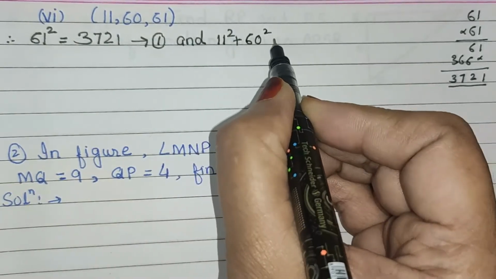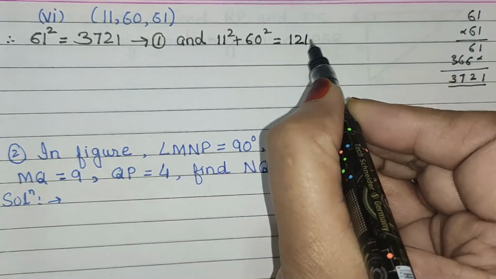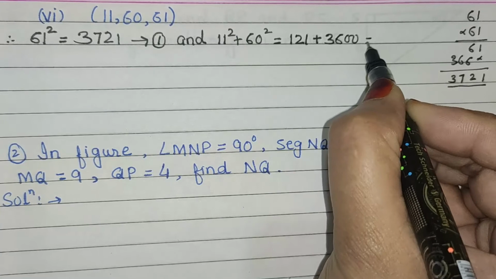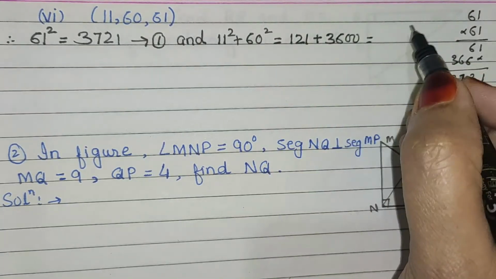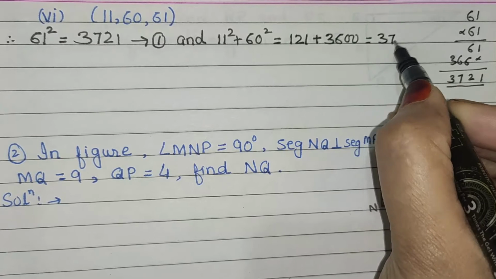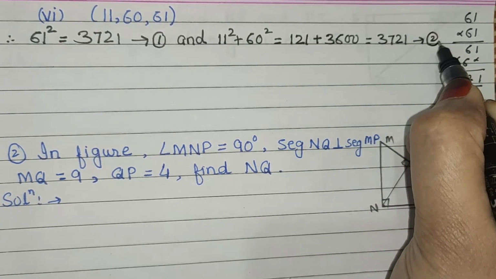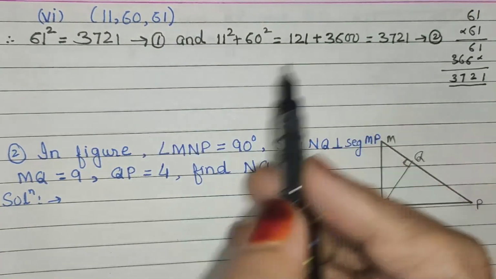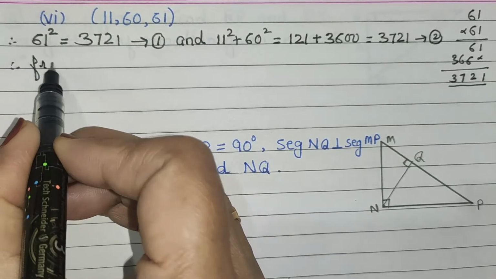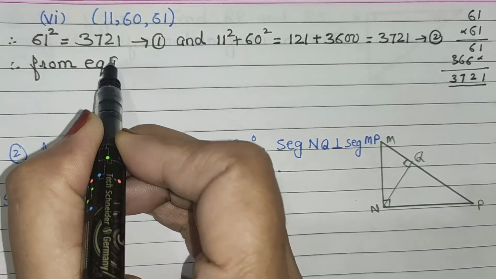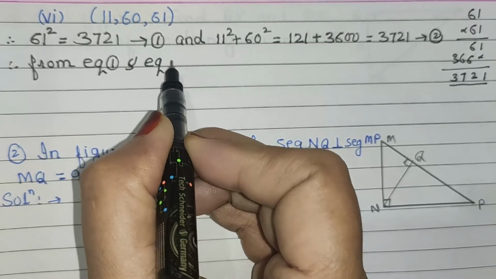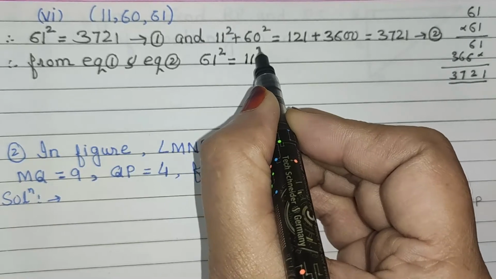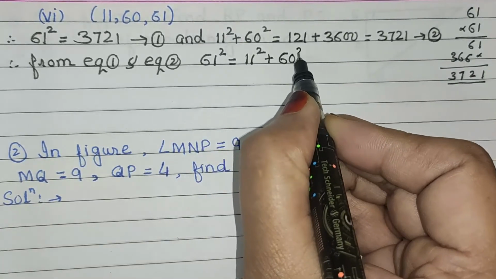plus 60 square. Now 11 square is equal to 121 plus 60 square, 6 6s are 36 and 2 0s. Now add these two numbers, we get 3721. Give it equation number 2. Now from equation 1 and 2, both numbers are same. Therefore, write down here from equation 1 and equation 2, 61 whole square is equal to 11 square plus 60 square.